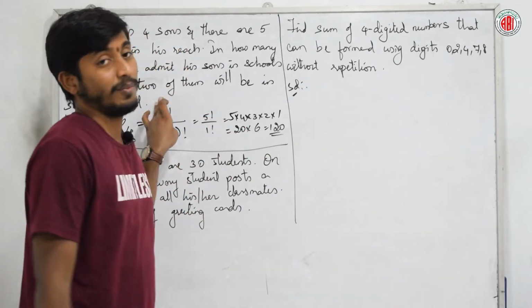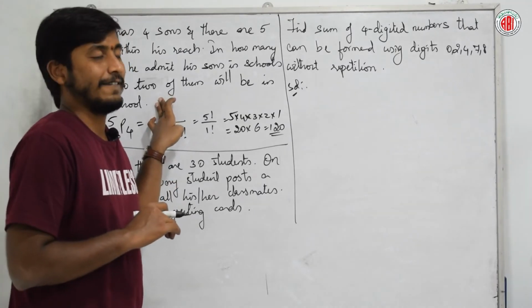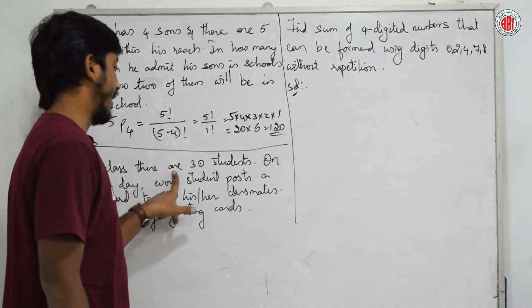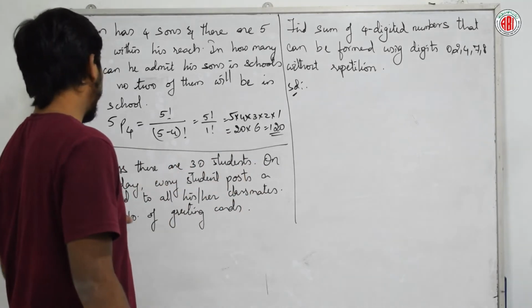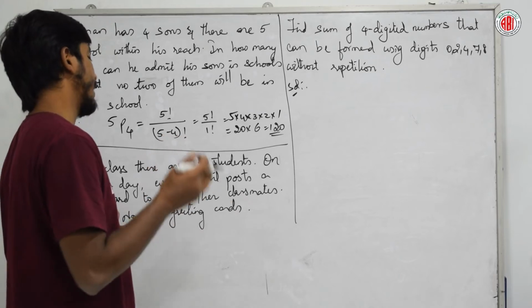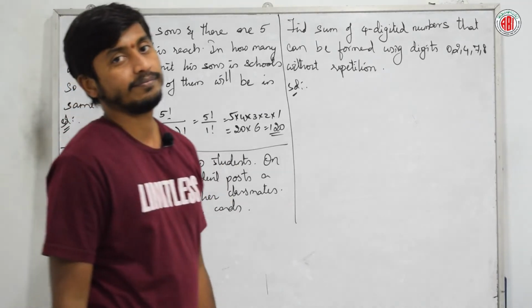Did you understand this problem? There is a first theoretical question which we are solving. Yes? Fine. Look at the next question. In a class, there are 30 students. On a New Year day, every student posts a greeting card to all his or her classmates. Find the total number of greeting cards.